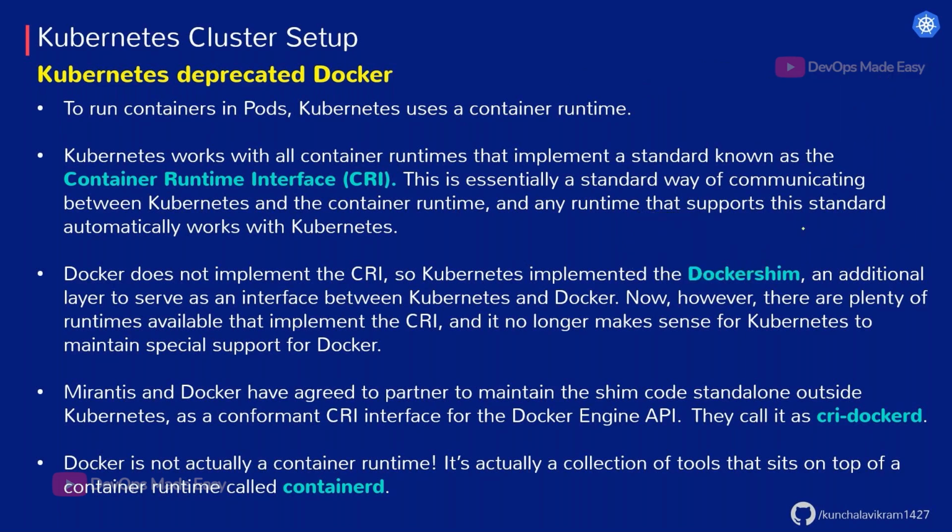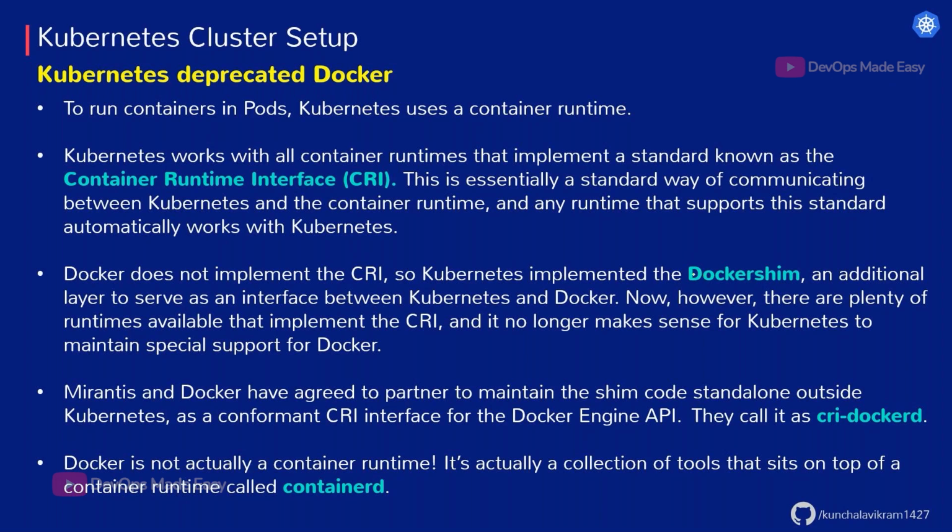That's the reason why, in recent versions, Kubernetes completely deleted Docker shim and made it unavailable in the current releases. So we don't get Docker shim if we install Kubernetes. That's the reason that if you use Docker without Docker shim, your Kubernetes cluster creation will fail. But what happens to the clusters which are already using Docker?